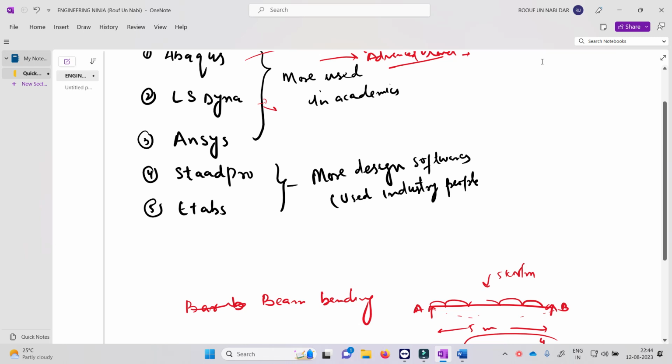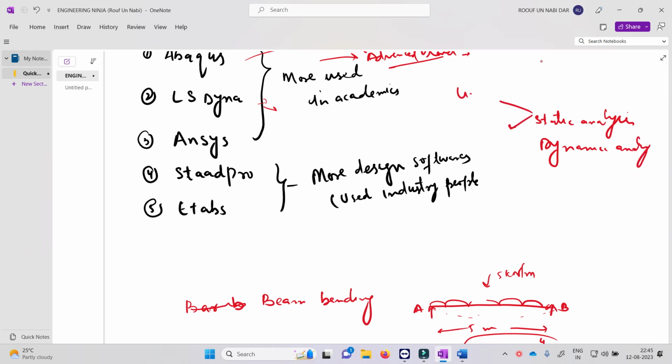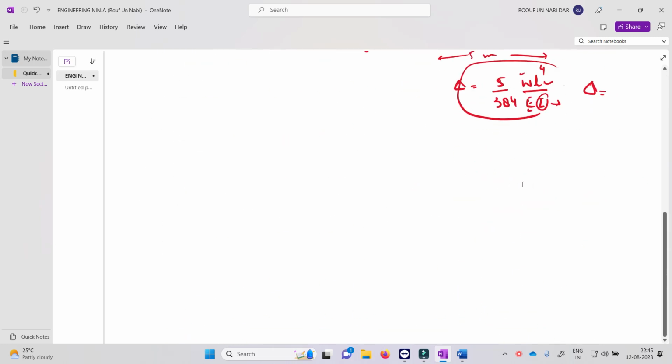Let me give a brief here. We will do static analysis, we'll do dynamic analysis. But this could be linear, non-linear, right? Similarly, linear, non-linear. So all these types of analysis we'll be dealing with. I'll give an example.